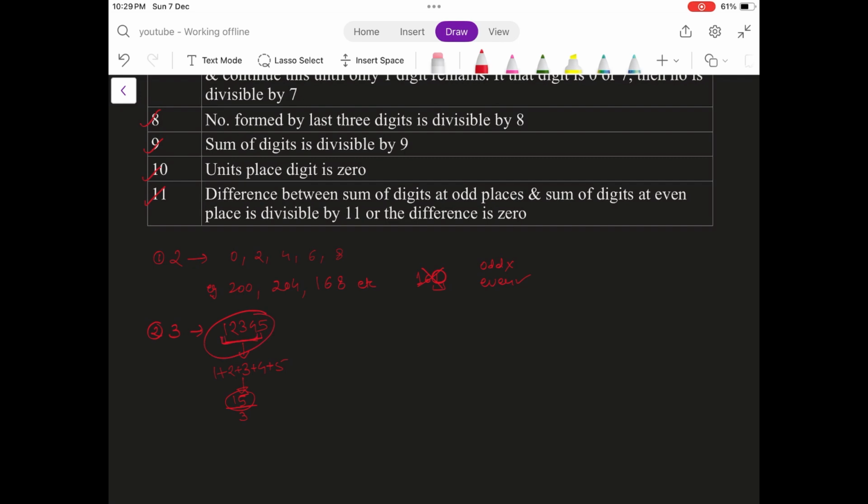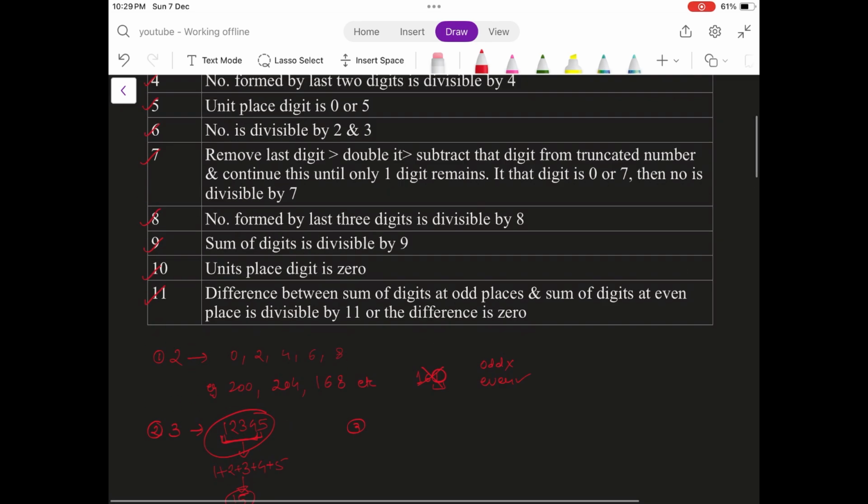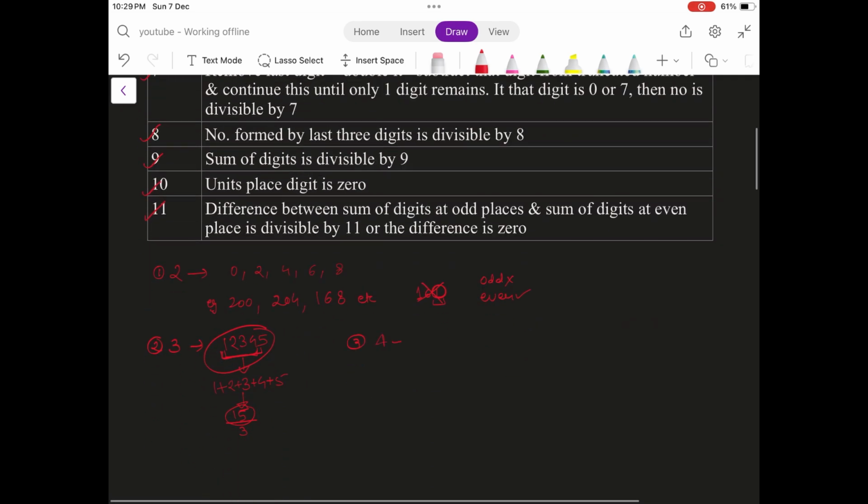Now next number is 4. Any number is divisible by 4 if the number formed by last two digits is divisible by 4. Let's take the number 776. Now let's check if number formed by last two digits, that is 76, is divisible by 4. Therefore 776 is divisible by 4. Right?